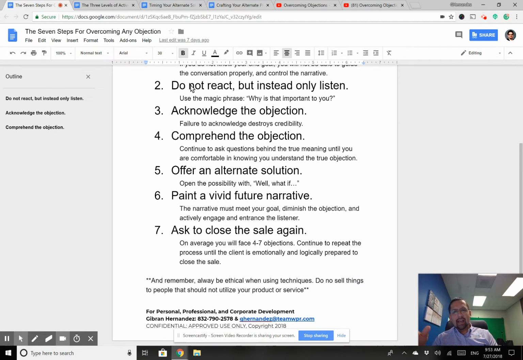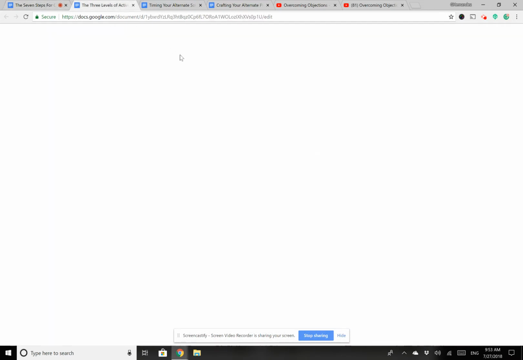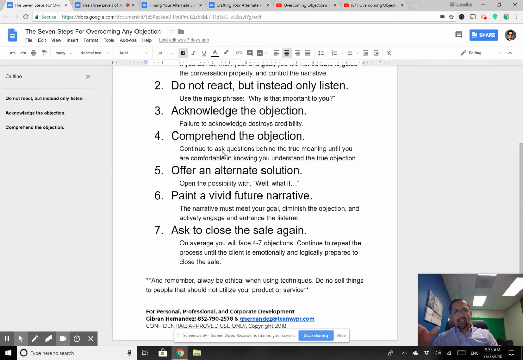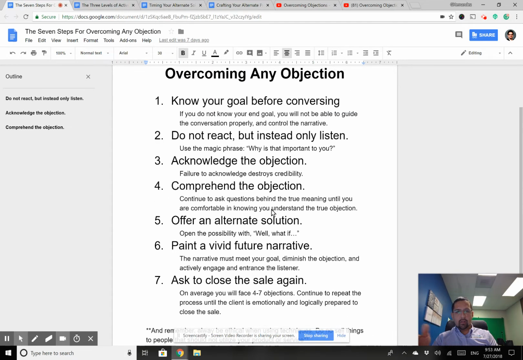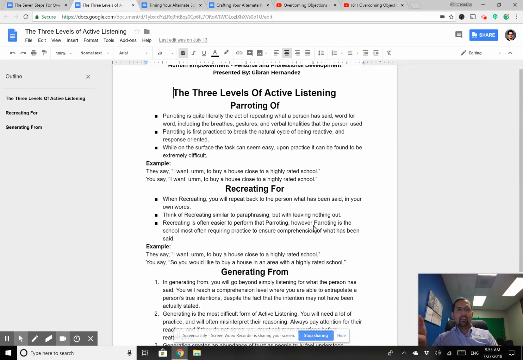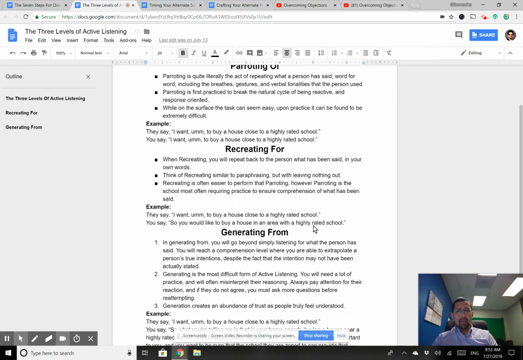Now, what I want to look at is the 3 levels of active listening, because those 3 levels go hand in hand with the 7 steps for overcoming any objection. Here where it says acknowledge, don't react, listen, acknowledge, and comprehend, this is utilizing the 3 levels of active listening. And you want to memorize these, and you want to practice, and then practice some more.